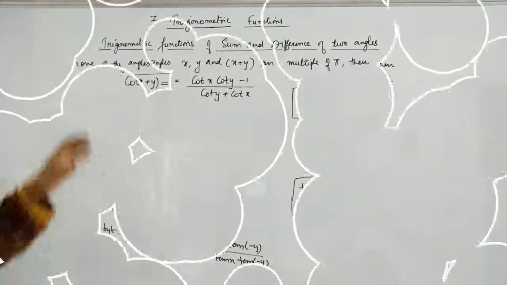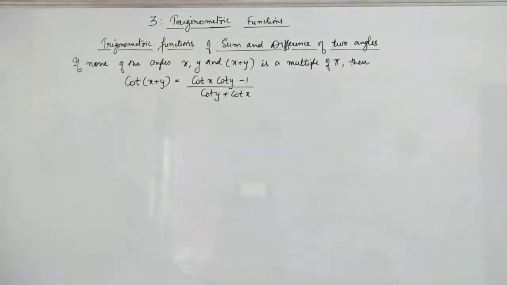Okay. Next one is, if none of the angles x, y and x plus y is a multiple of pi, then cot of x plus y is equal to cot x cot y minus 1 divided by cot y plus cot x. So for this again, they have given the condition that x, y and x plus y is not a multiple of pi. Why?